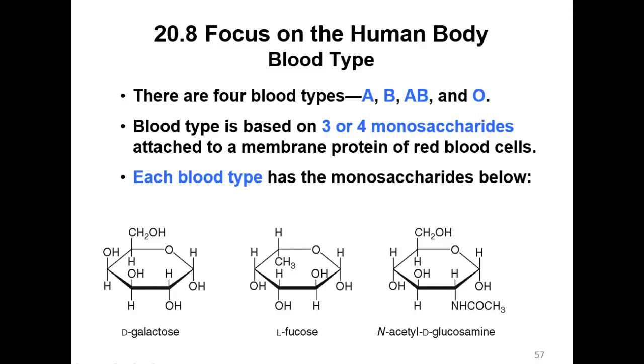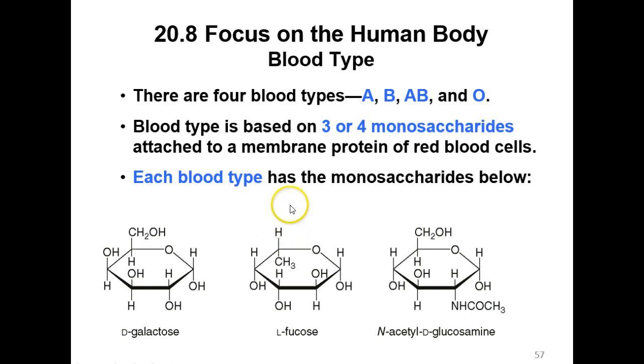All that distinguishes our blood types are the types of sugars that we have bound onto our blood cells. There are four blood types: A, B, AB, and O. AB is basically a combination of A and B. The blood types are based on 3 or 4 types of monosaccharides, and they are attached to the membrane proteins of the red blood cells.